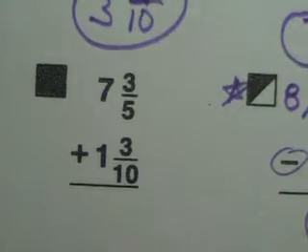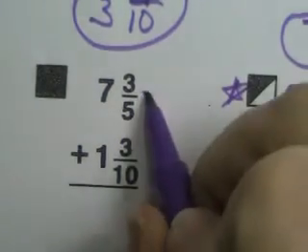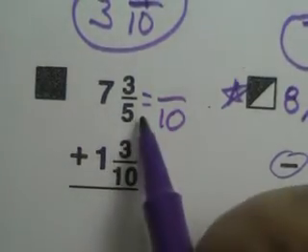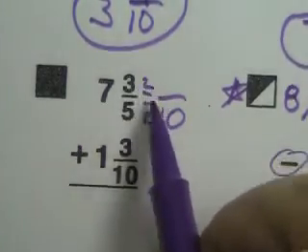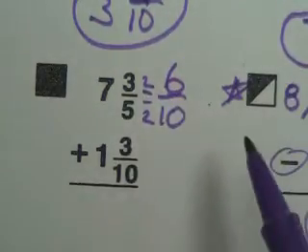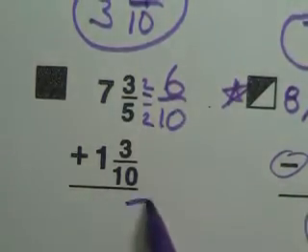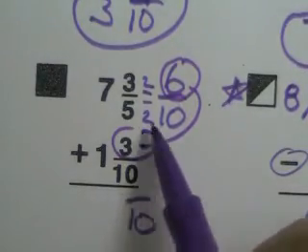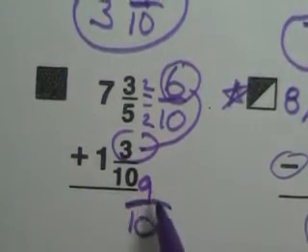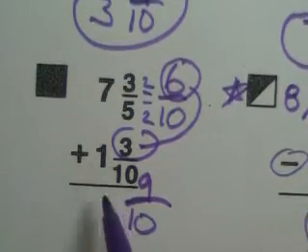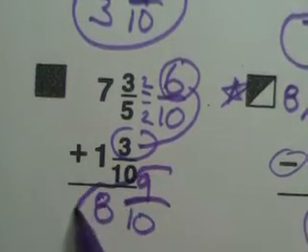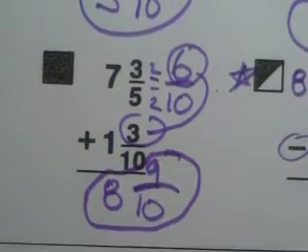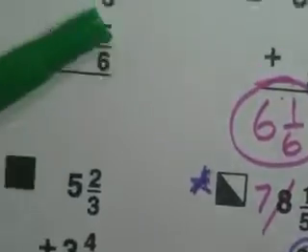It's an addition problem. 10's a common denominator. I'll just leave that there. 5 times 2 is 10. 3 times 2 is 6. So now I'm going to go ahead and add the 6 and the 3. 6 and 3 is 9. So that's 9 tenths. And 7 and 1 is 8. So the answer is 8 and 9 tenths. Okay, now I'm going to go back up to this problem.